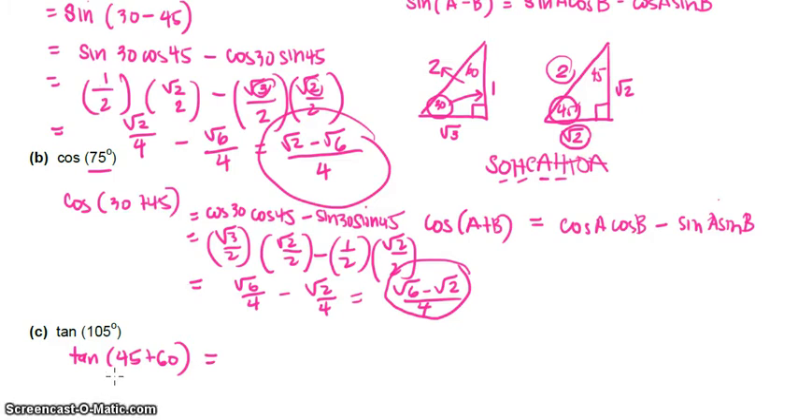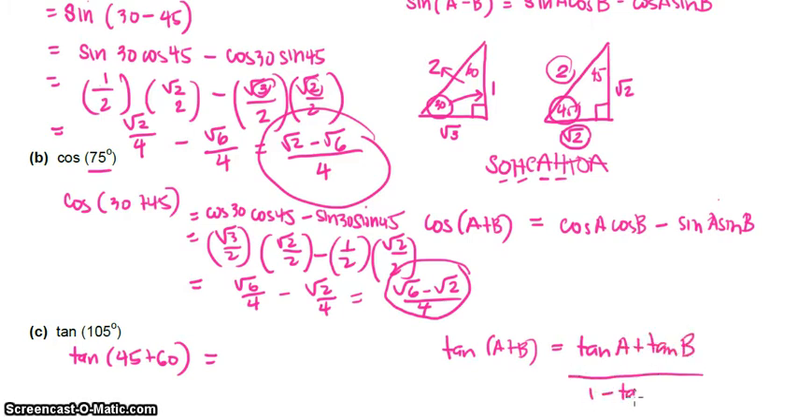Now, this is in the form of tangent A plus B. The identity for tangent A plus B is tangent A plus tangent B all over 1 minus tangent A tangent B. You need to know the formulas, otherwise you will not be able to solve this, because this is the key. These are the key in solving each problem.